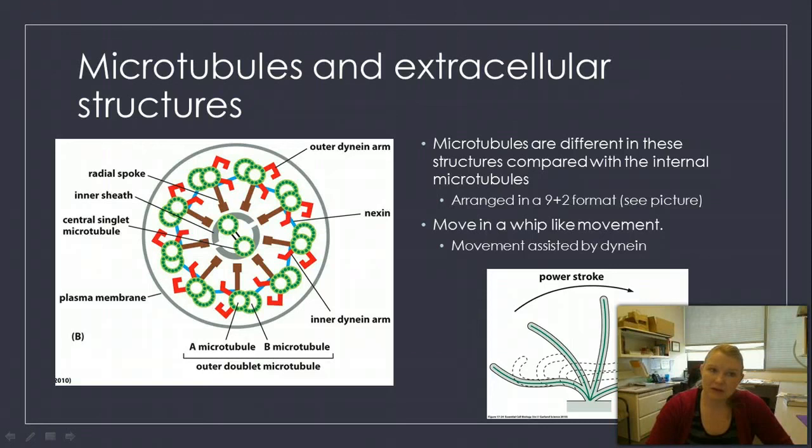This is the end of the lecture on microtubules. When you're ready, you can move on to actin, which is topic number 3.